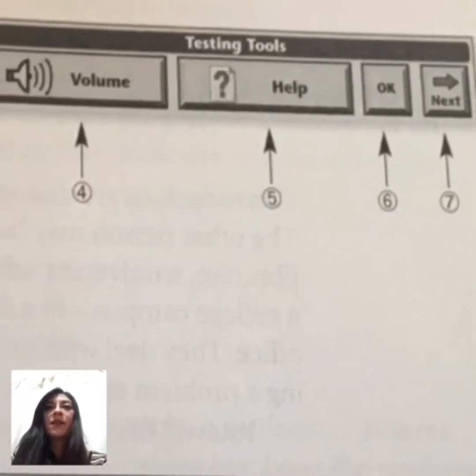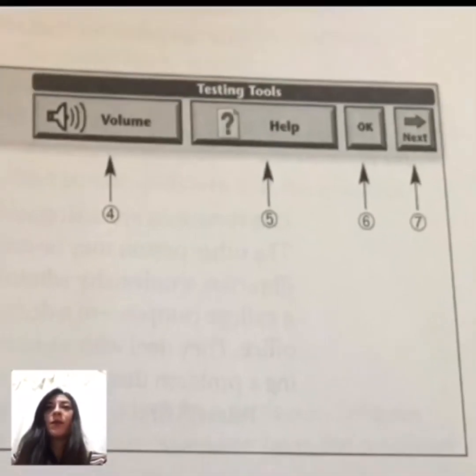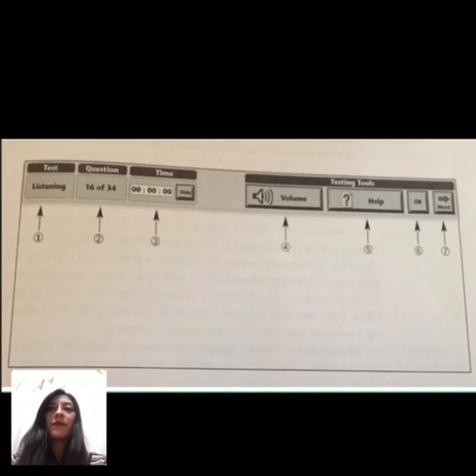On the right side of the toolbar are the testing tools. The volume button allows you to change the volume at any time during the test. The help button gives you the directions for the listening section. After you have answered a question, you need to click on the OK button to confirm the answer, and then on Next to move to the next question. You cannot go back to a previous question after you have confirmed your answer.